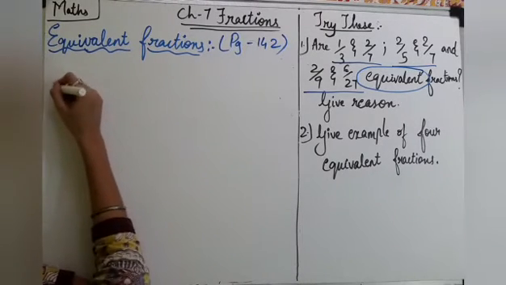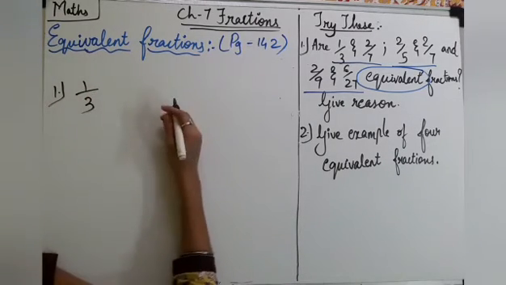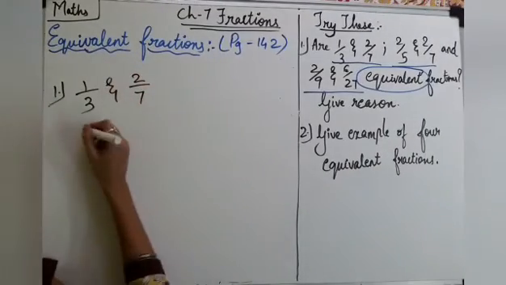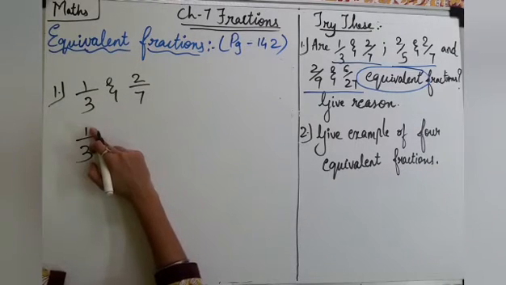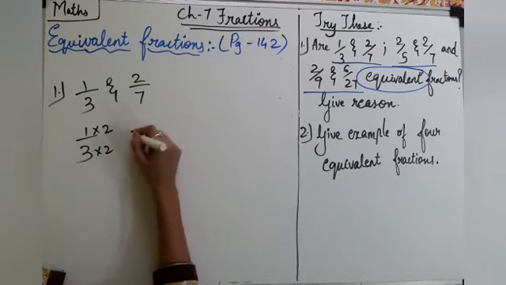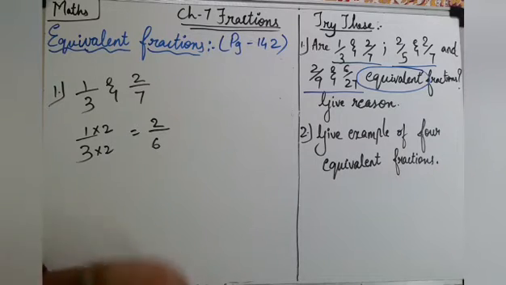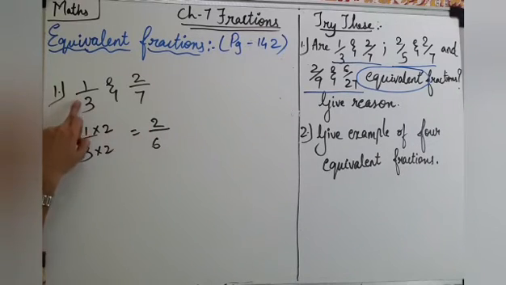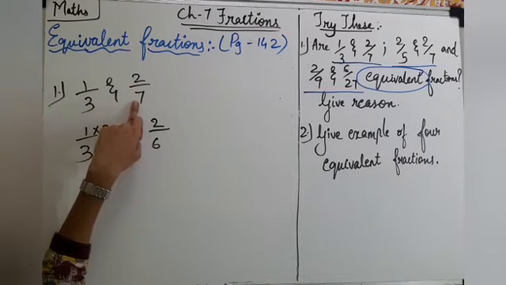First, 1 upon 3 and 2 upon 7. So 1 upon 3, if we want to bring 2, then by what will we multiply? We will multiply by 2. So our answer will come 2 upon 6. So we can say that 1 upon 3 is equivalent to 2 upon 6, but 1 upon 3 is not equivalent to 2 upon 7. Okay.